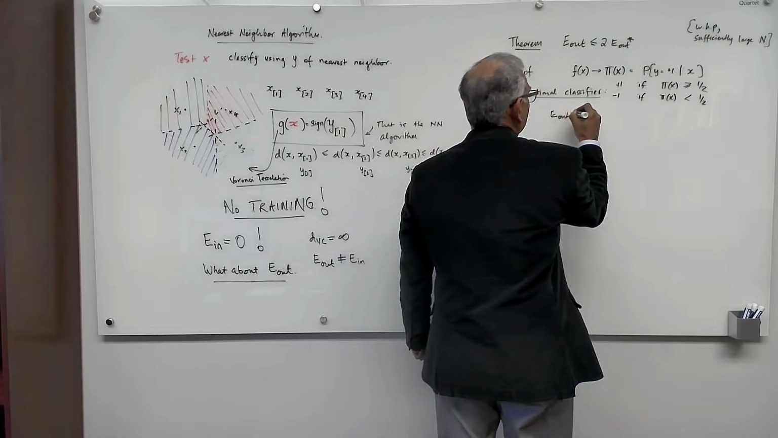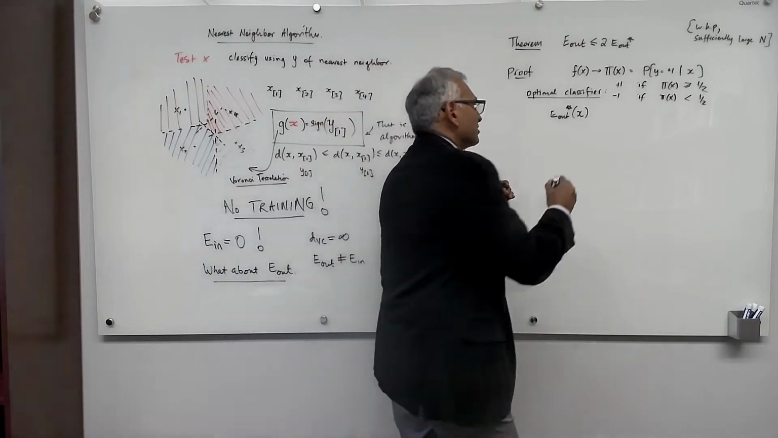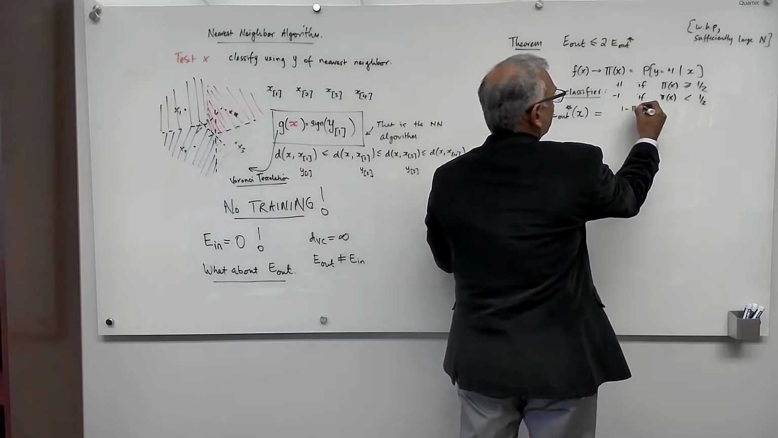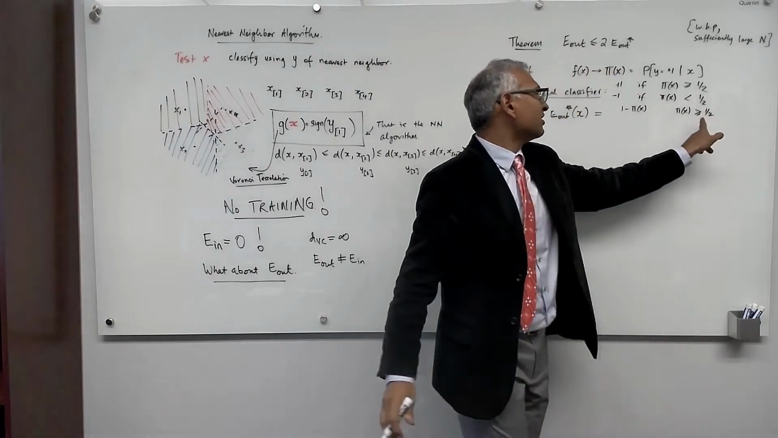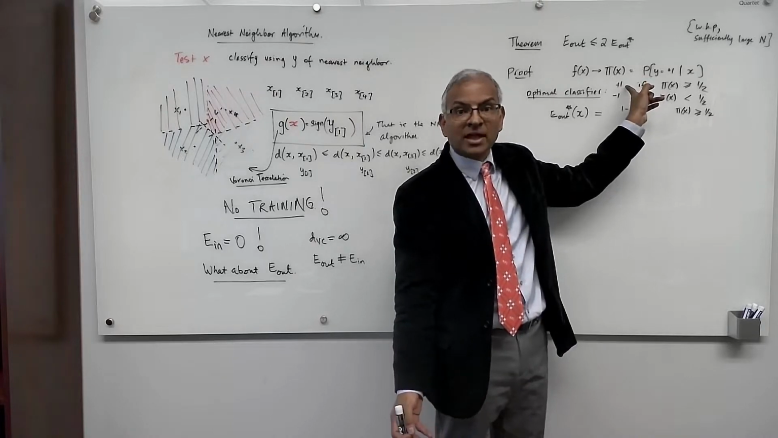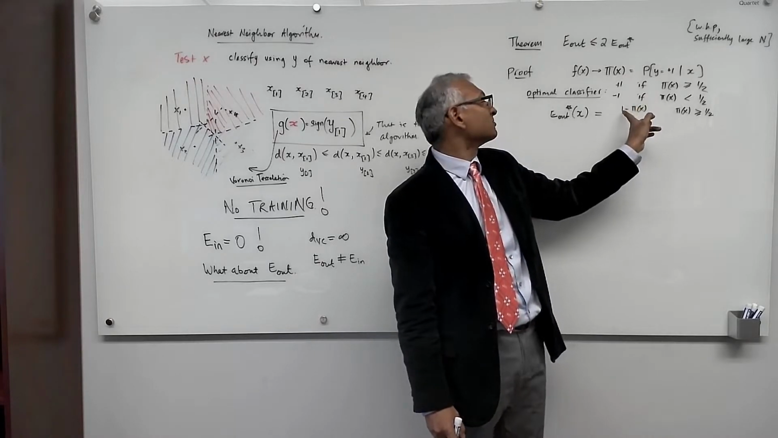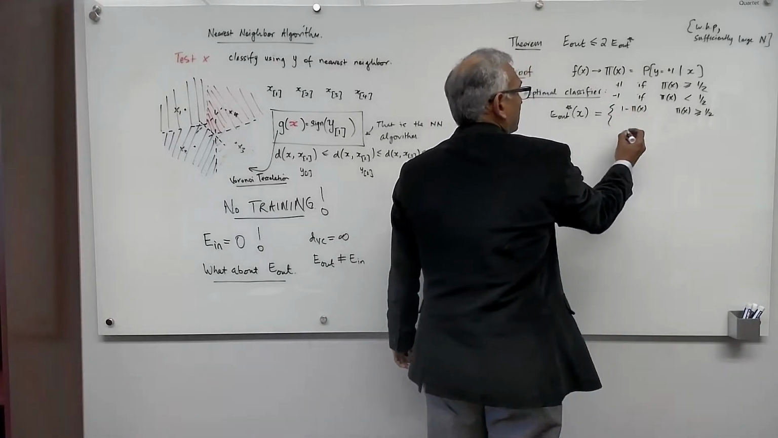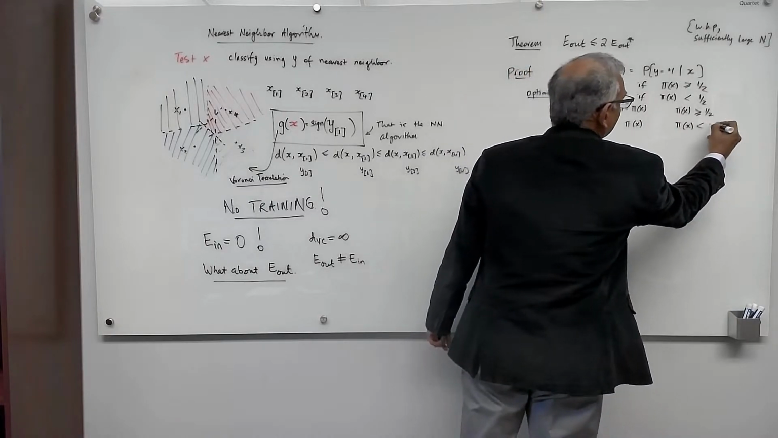E out star of x, okay, because it's for x. E out star of x is going to be equal to 1 minus pi of x if pi of x is bigger than or equal to a half, because then your classifier says plus 1, and it's making an error when the observed y value is minus 1, which occurs with probability 1 minus pi of x. So that's the probability of error if pi of x is greater than or equal to a half, and it's going to have a probability of error which is pi of x if pi of x is less than a half. And why is that?